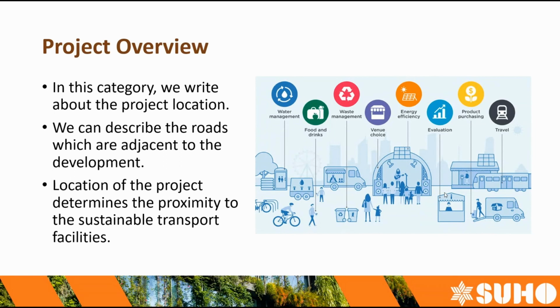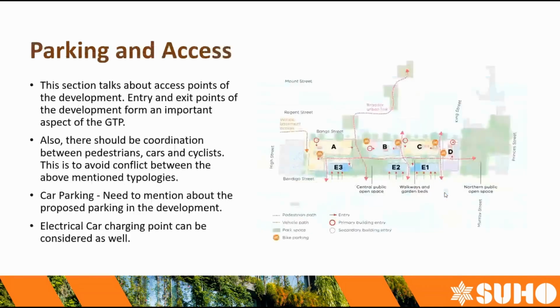Supposedly, a project is located in the CBD and we are preparing a green travel plan. Definitely, we'll have more sustainable transport options in comparison to a project which is located in the Bacchus Marsh area, or in the Bendigo area, where sustainable transport methods are not that widely available. So that's why project location is very important, and it will determine the proximity to the sustainable transport facilities.